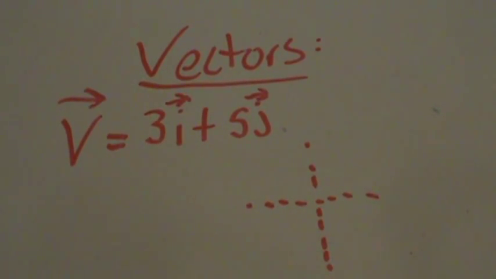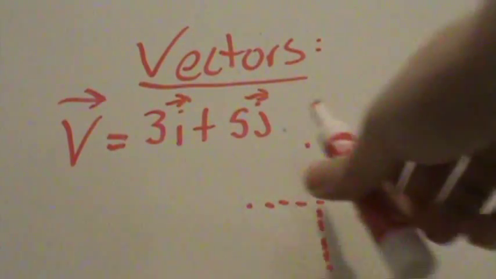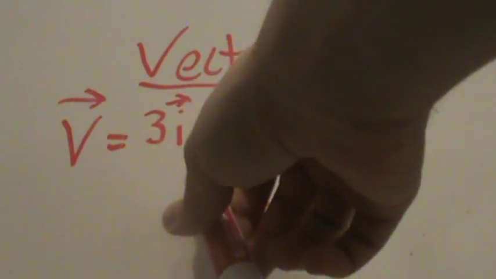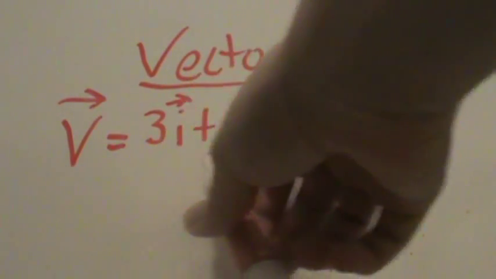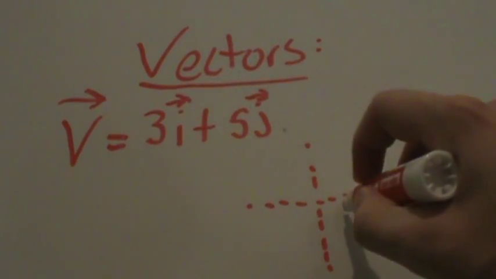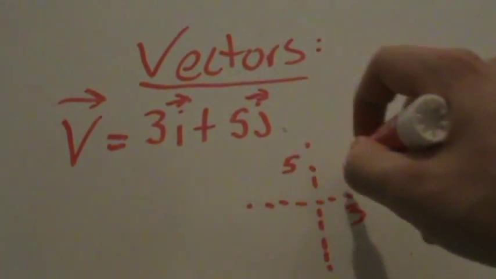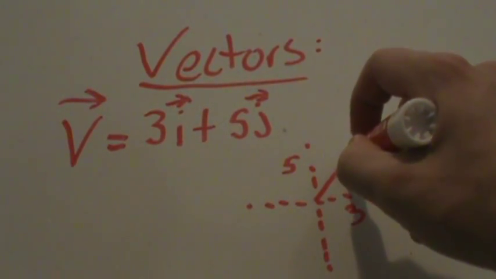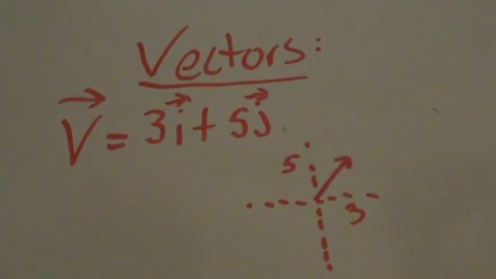Basically, the way that you can look at this is that the i component is in the x direction, and the j component is in the y direction. The x direction is i, and the y direction is j. So something like this, 3 would be like down here, and 5 would be up here. So this would be our vector. And from our Cartesian graph, it does have a direction, which is northeast.